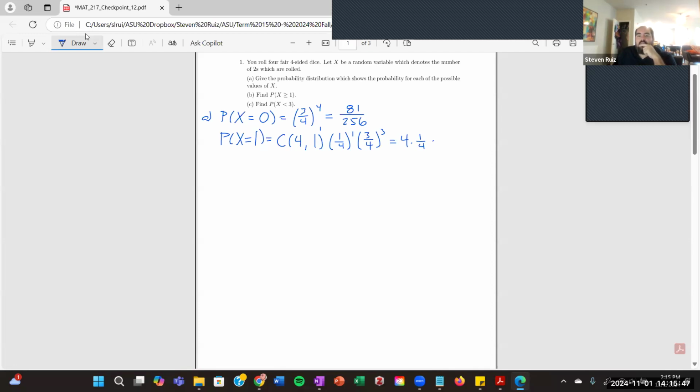That'll be 27. So I'm just going to keep it. I'm not going to simplify anything because I really like having that. Let's just try to keep a common denominator of 256 here. So 3 to the 3 is 27. 4 to the 3 is 81. So this comes out to be 4 times 27, which is 108.